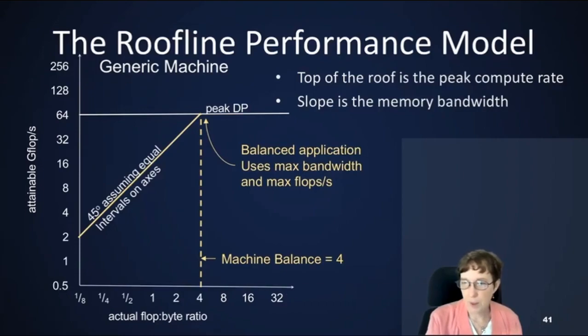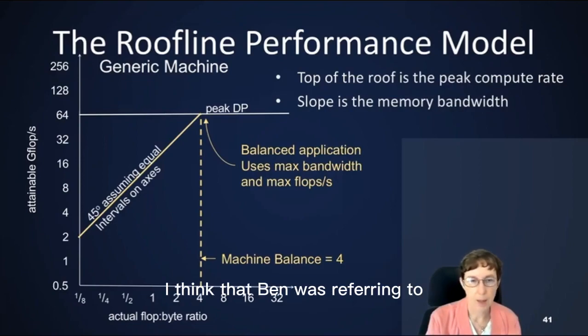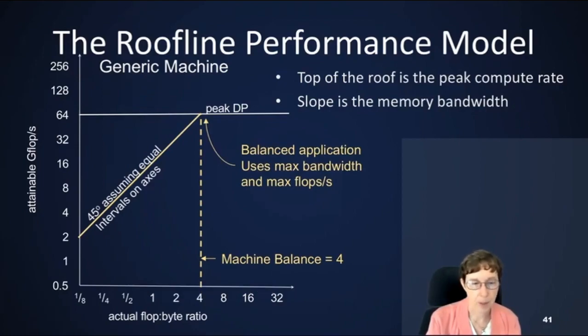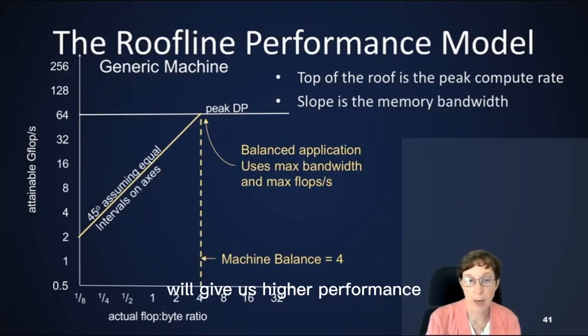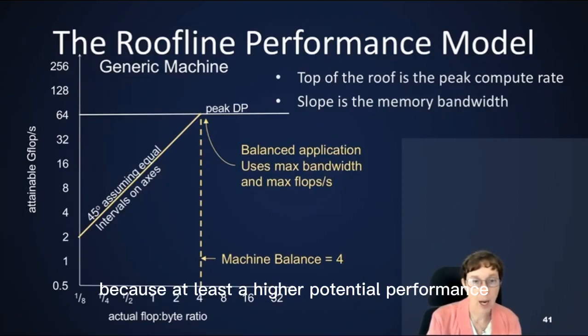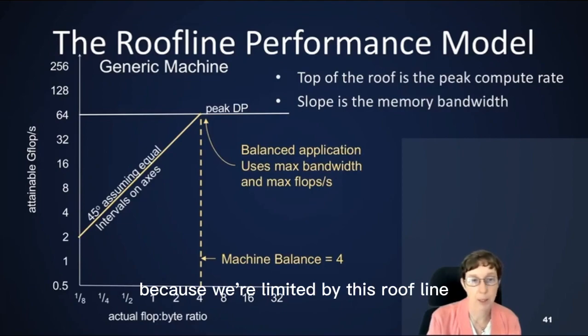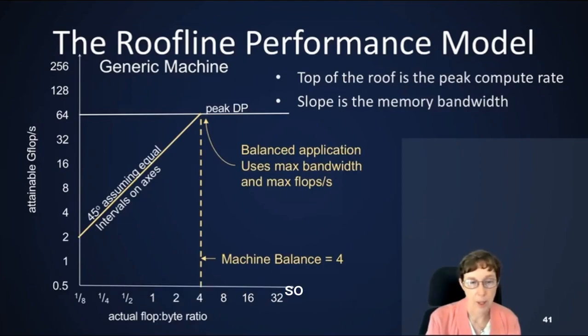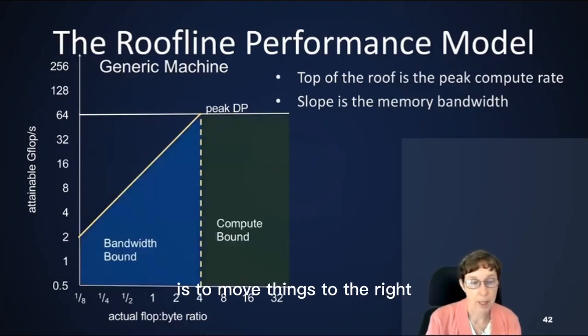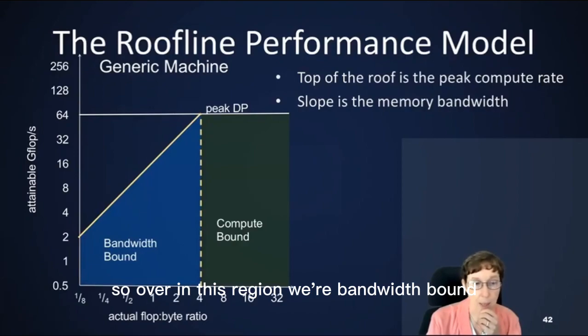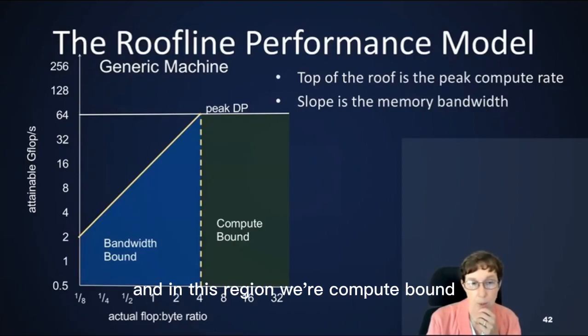So why do less computationally intense kernels achieve higher performance? I think that Ben was referring to the hardware requiring less computational intensity. So more computationally intense will give us higher performance, or at least a higher potential performance, because we're limited by this roofline. So that will be the next thing we'll try to do, is to move things to the right. So over in this region, we're bandwidth bound, and in this region, we're compute bound.